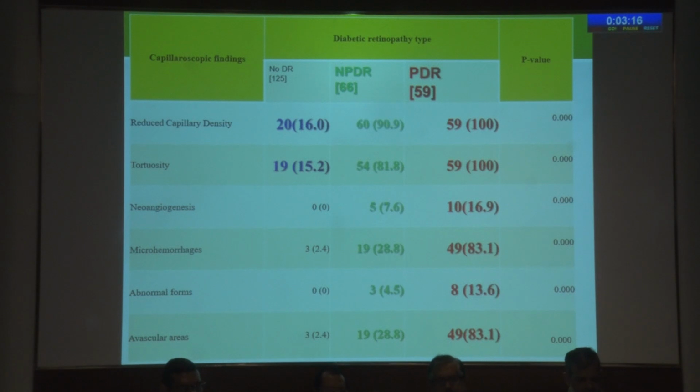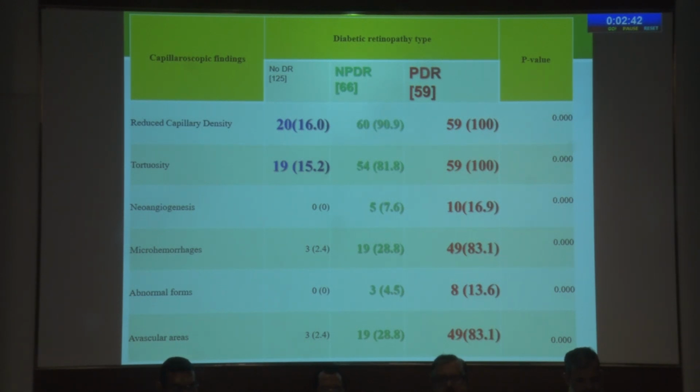And finally, when there is a comparison in the different groups of diabetic retinopathy, when there is proliferative diabetic retinopathy, it is about 100% in almost all the patients we have seen reduced capillary density and tortuosity, whereas microhemorrhages and avascular areas in about 83.1%, and abnormal forms in 13.6%, and neoangiogenesis in 16.9%. Here, I would like to specify this point. When there is no diabetic retinopathy also, we could see certain findings like reduced capillary density and tortuosity in about 16% of patients.